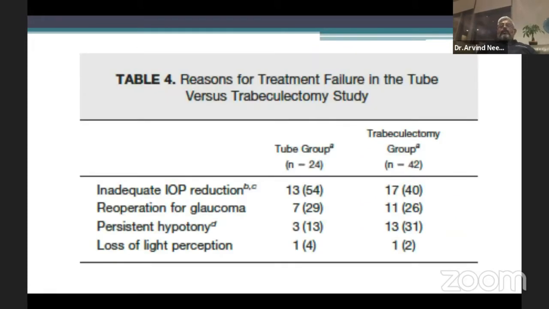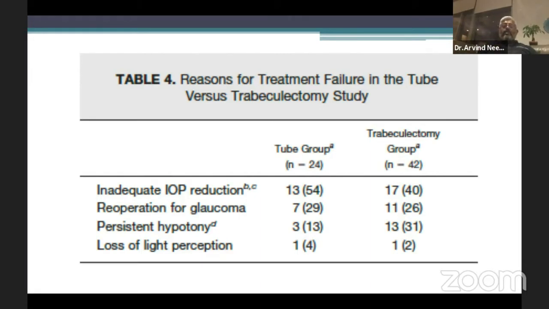So what are the reasons most treatments fail? Most patients fail because of inadequate intraocular pressure reduction in both groups. There was also reoperation for glaucoma in about 7 patients in the tube group and 11 patients in the trabeculectomy group. Persistent hypotony seemed to be a problem more in trabeculectomy than in the tube group. Now, when they went back and reanalyzed the data, there was clinical hypotony, or what we call just numerical hypotony, where the pressure was below 5, so they classified it as a failure, but the patients retained good visual acuity and retained visual field over a period of time.